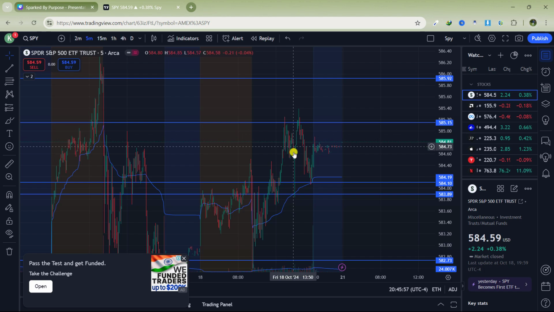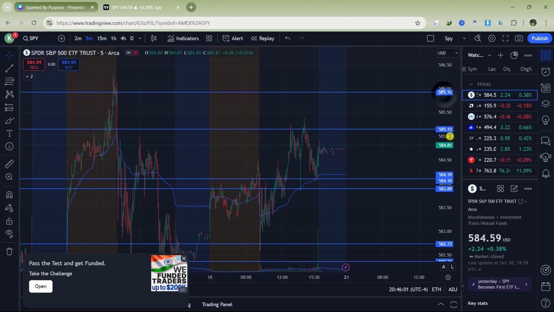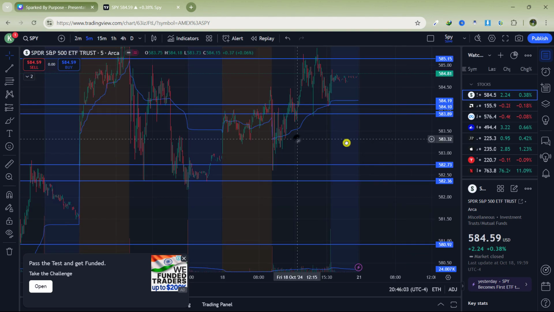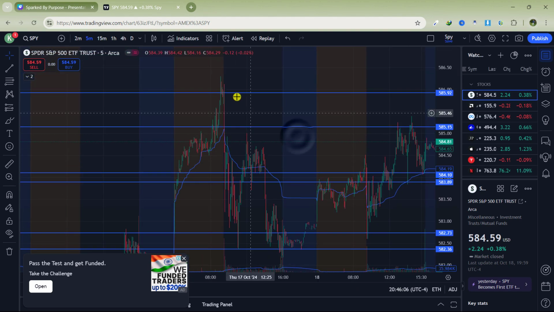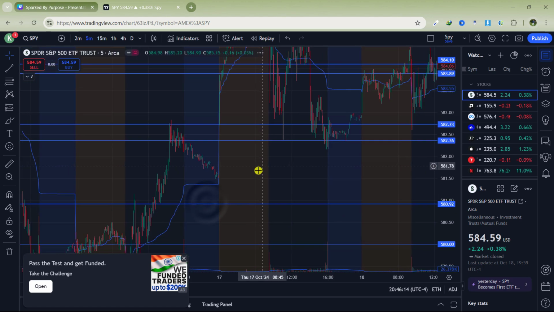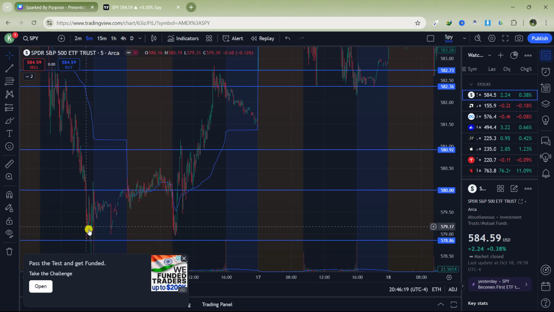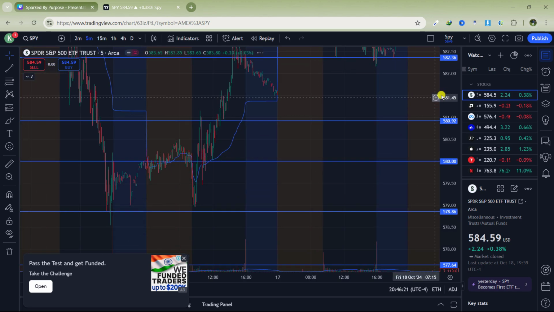Alright, so yeah, hopefully that makes sense. Alright, let me show you some more. So we can see here that basically this is the all-time high right here for S&P 500, aka SPY, and we can see that a few days ago the price came all the way down here. Let me make this a bit smaller.